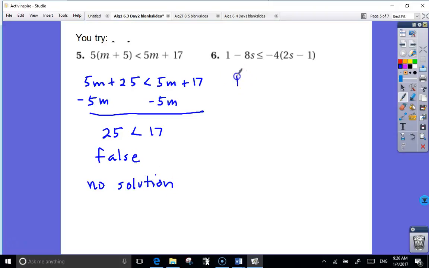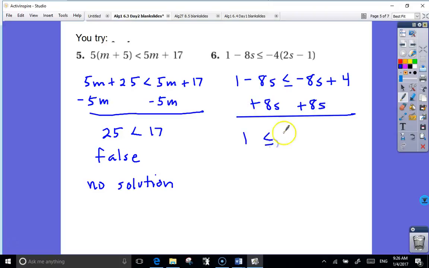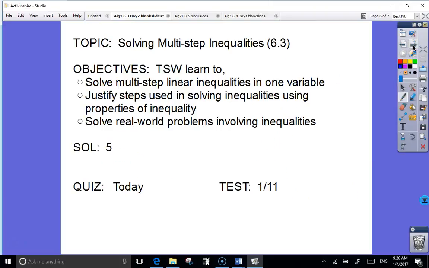Okay, this one, 1 minus 8s is less than or equal to negative 8s plus 4. Add 8s. 1 is less than or equal to 4. True. All real numbers. Is there any question about that? That's the whole lesson. That's it? That is it. Oh, that was easy.